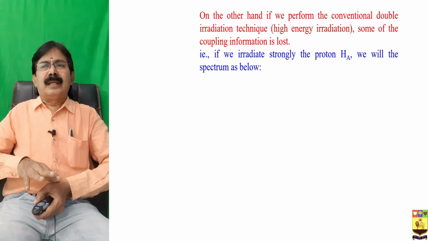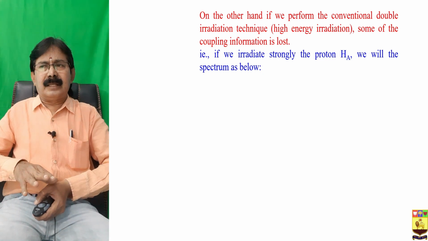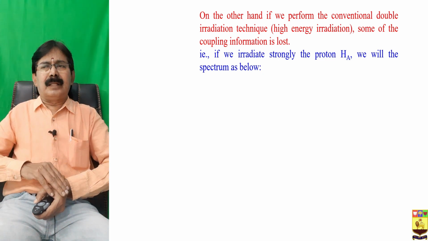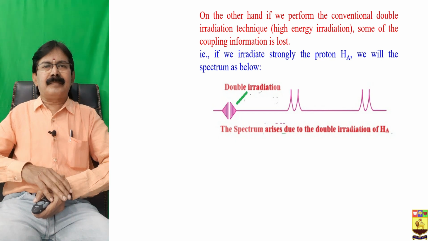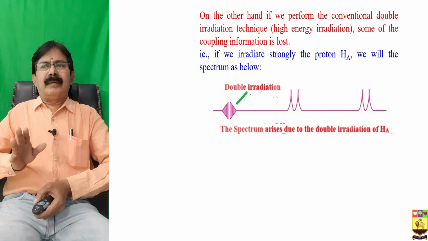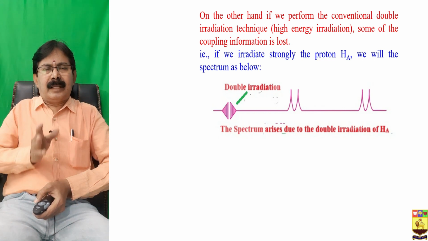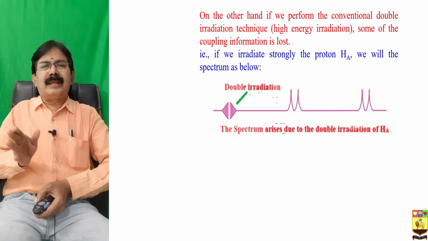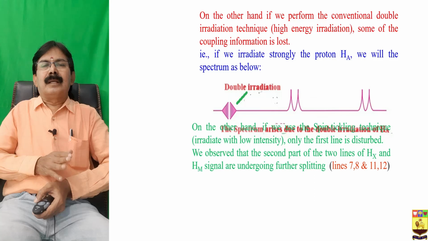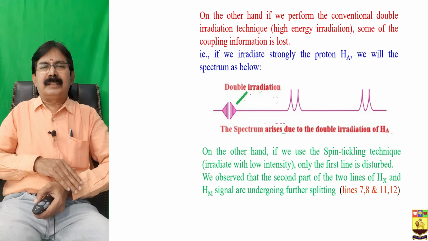So here it is, let us see the double irradiation. If we irradiate strongly the proton HA, we will get the spectrum like this. The HA peaks collapse, and the other 2 peaks give the doublet that is not coupled with the HA proton.